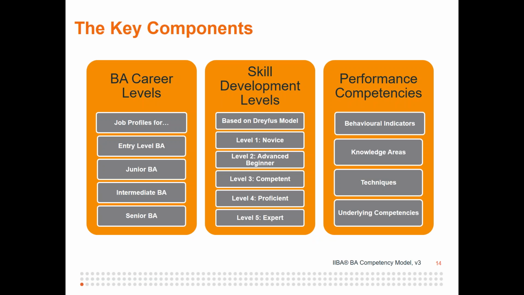The other key component, so the tools of the trade. So when we think about a competency model, there are certain things that we have to be aware of that we need in order to drive it. And the first thing that we need, and I've mentioned it as we were going through this, is the idea of career levels. We need to understand, what are the different career levels for the BA job family. So the competency model talks about 4: the entry level, the junior BA, the intermediate BA, and the senior BA.